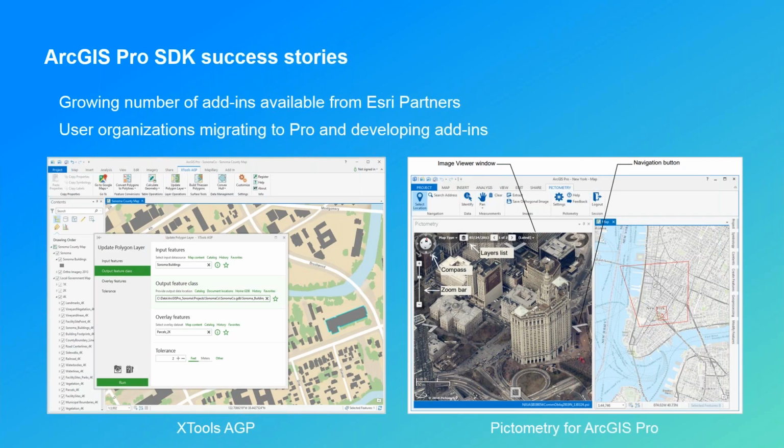Also, Esri business partners have been making the move to Pro and are developing new add-in products, some of them based on long-standing ArcMap extensions. A couple examples of these are actually seen here. On the left from Xtools is Xtools AGP, which provides a new Pro version of their Xtools data management toolset. And on the right from EagleView is Pictometry for ArcGIS Pro, which integrates a custom pictometry imagery viewer with some unique navigation tools which sync with other map views.